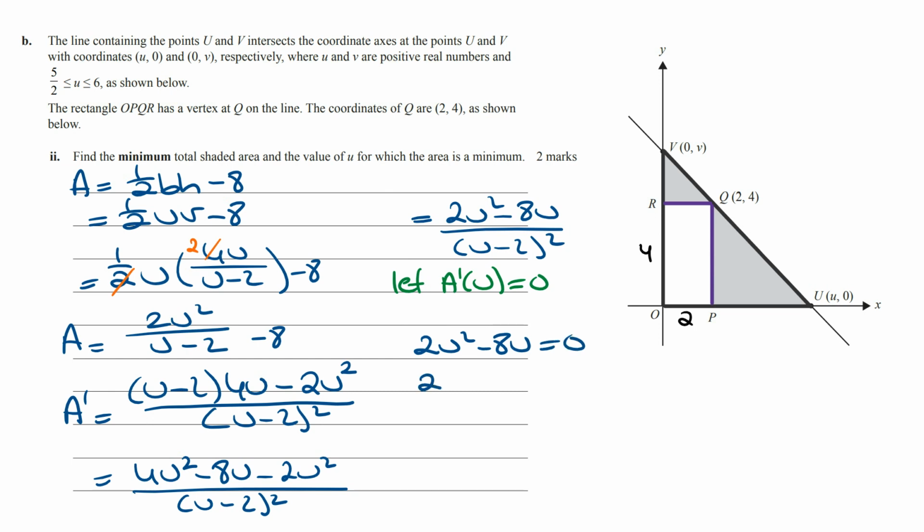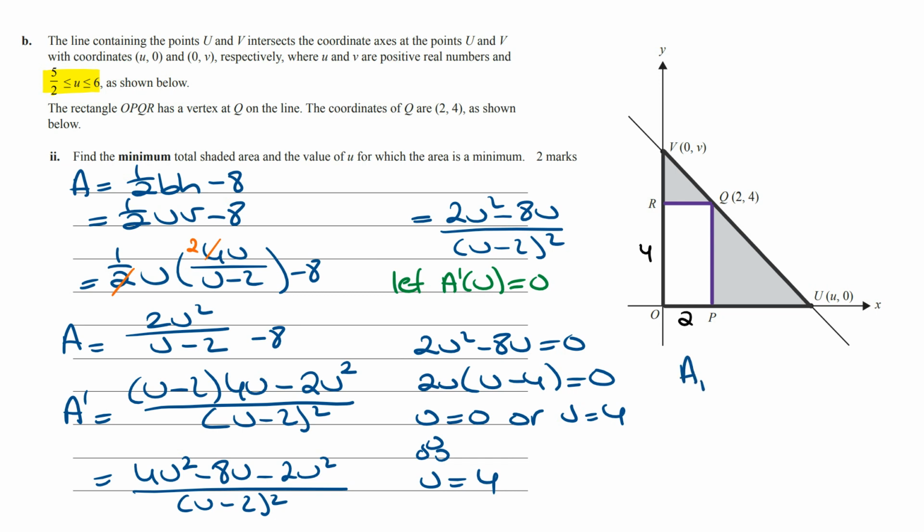Solving for u, we can take out 2u as a common factor, and so this will be 2u times (u minus 4) equal to 0, which means either u is equal to 0 or u is equal to 4. We're told that the value of u is between 5/2 and 6, and so therefore the value of u must equal 4. And so when u is equal to 4, we're going to get the minimum area.